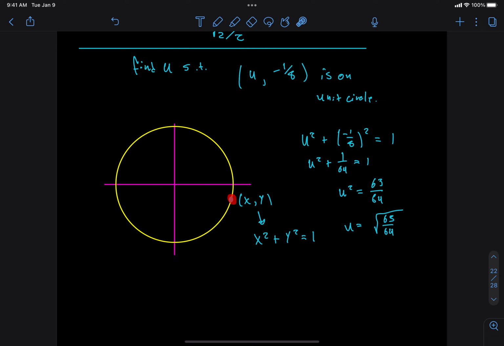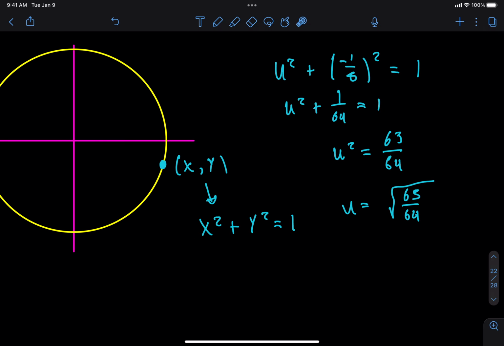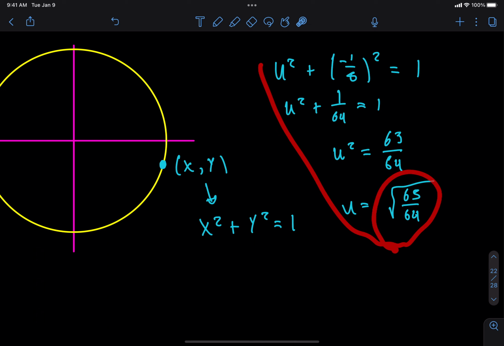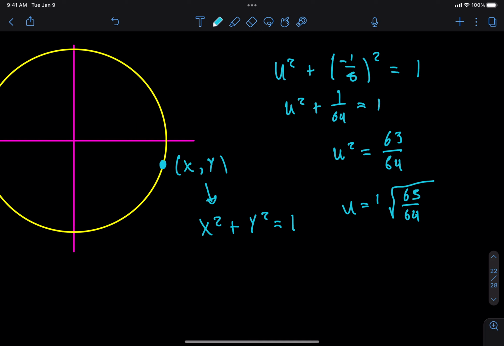Well, let me ask this. Are there any other points on the unit circle whose height is -1/8? Yeah, there's one more. It's the one on the other side. That one also has height -1/8. I did the calculation. Why did I only get one number? I was supposed to have two of these. Well, I forgot to do what? Plus or minus. Anytime I do a square root, there's always going to be a negative number.